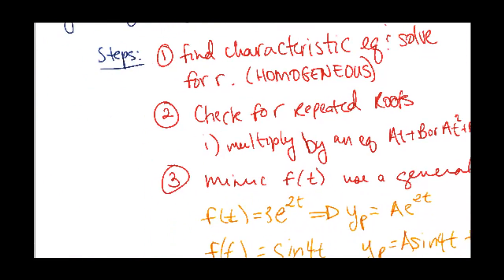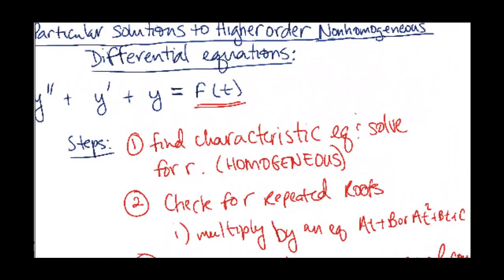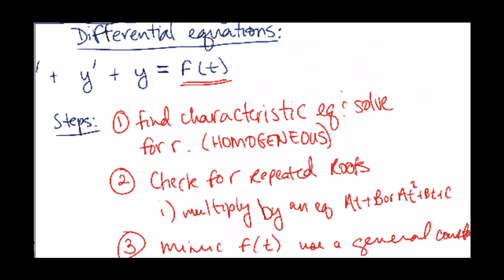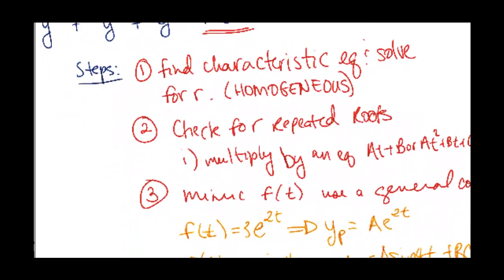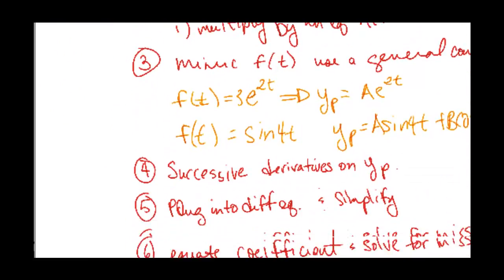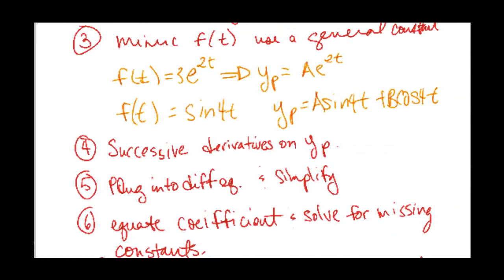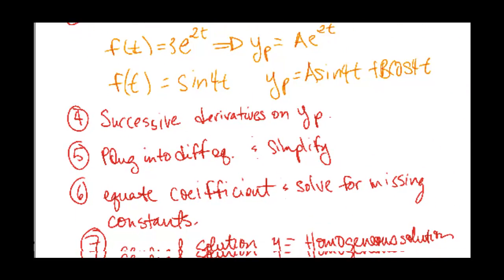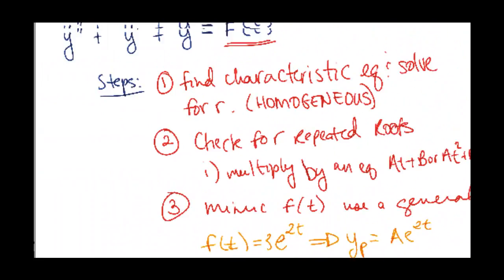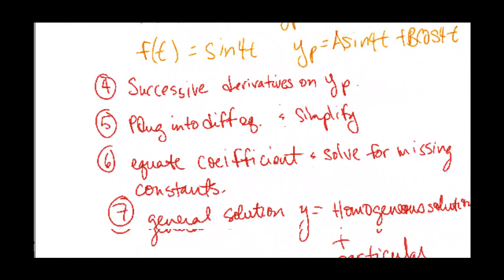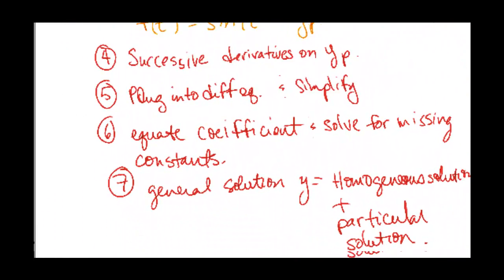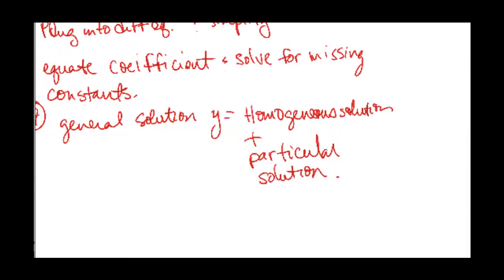So we're going to illustrate that in the example video next. Make sure you check that out. But basically, find the characteristic equation of the homogeneous solution, check for repeated roots, come up with your general particular solution, take the derivatives, plug into your original differential equation, okay, and then simplify, set the coefficients equal to each other, and solve.